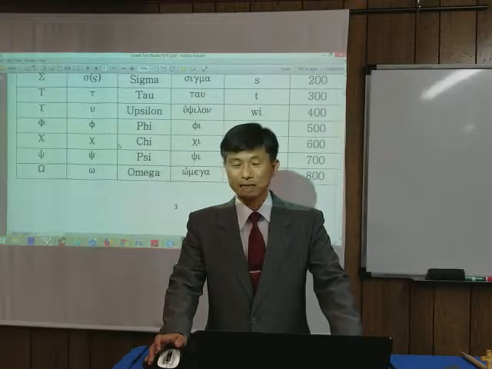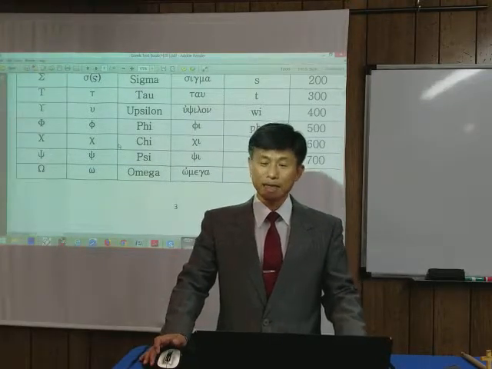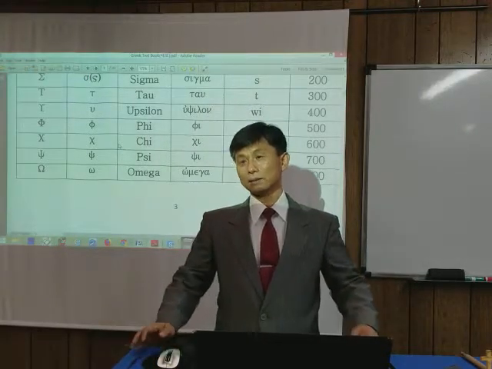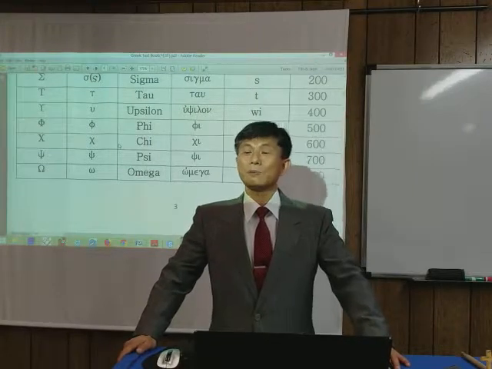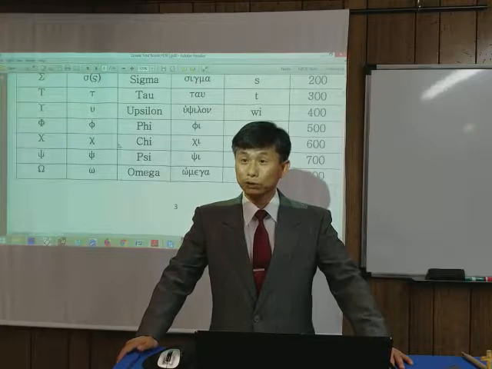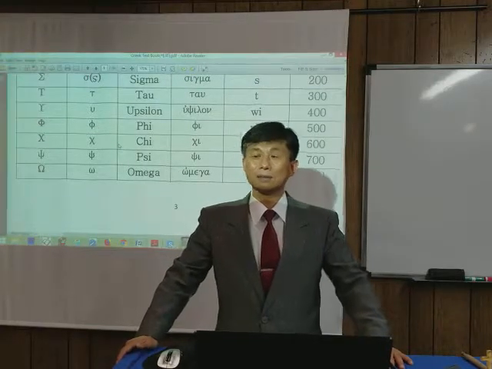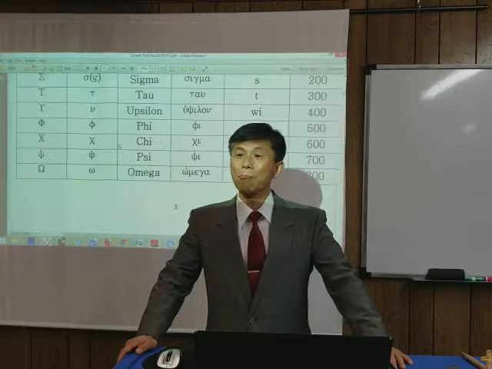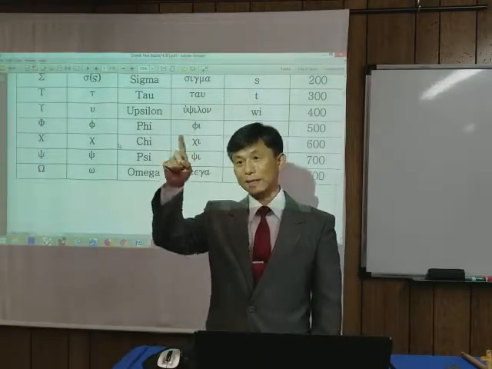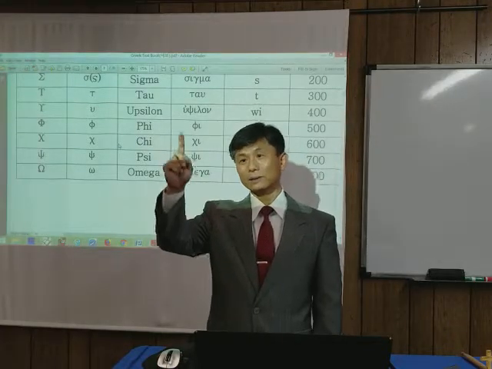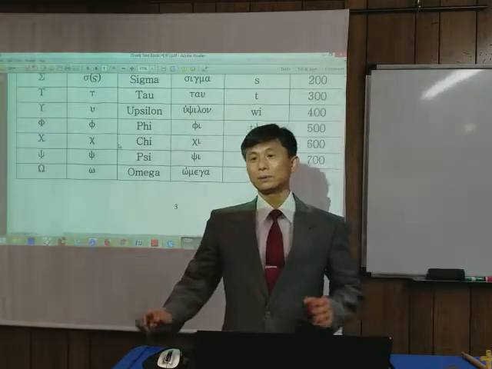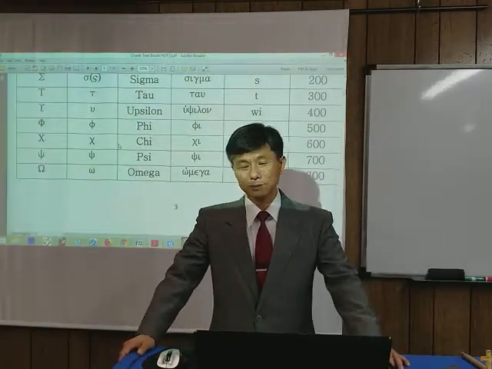And then next one, Chi. The name of the alphabet is Chi, and the English pronunciation is CH sound. When you hear my lecture, I used to say Christos Jesus, which means Christ Jesus in English. When we say Christ, in English it starts with CH, right? So Christos starts from Chi. So it is CH sound.